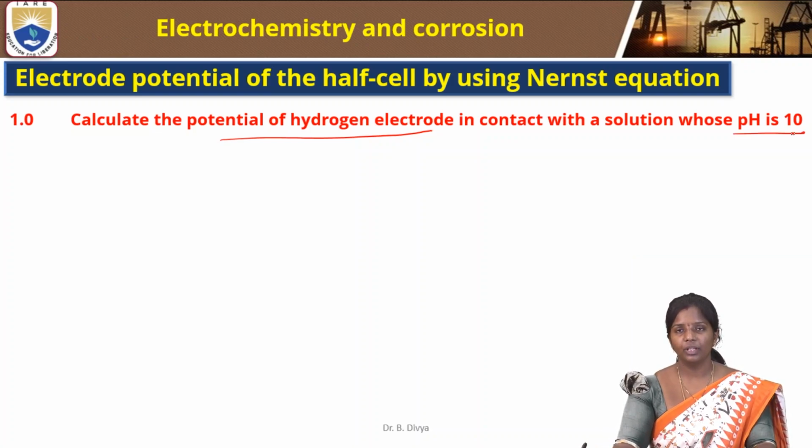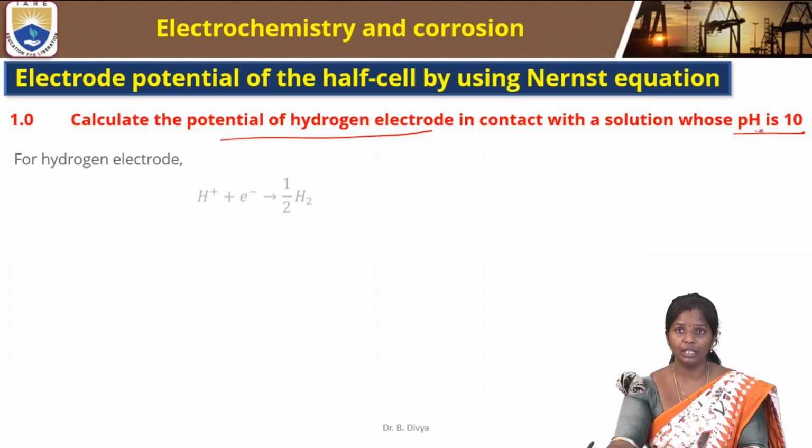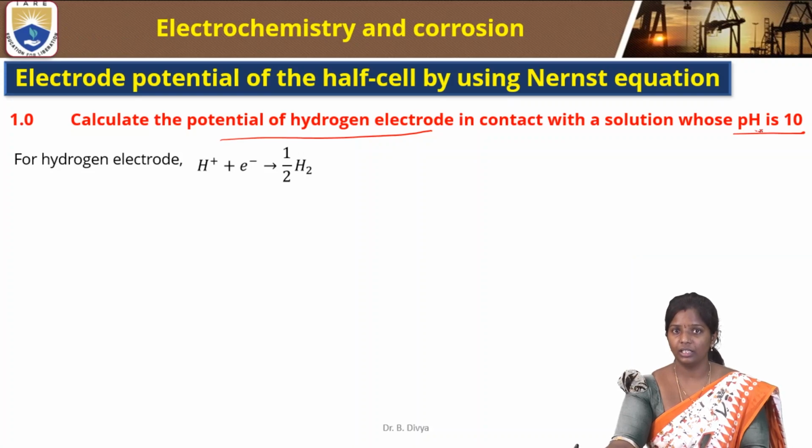So now here we have to understand what formula to be used, and how we have to use the formula. For example, only pH is given here. It means the concentration of H plus ions is given. What is pH? Negative logarithm of H plus ion concentration. So that is nothing but the concentration of the product or the reactant being given.